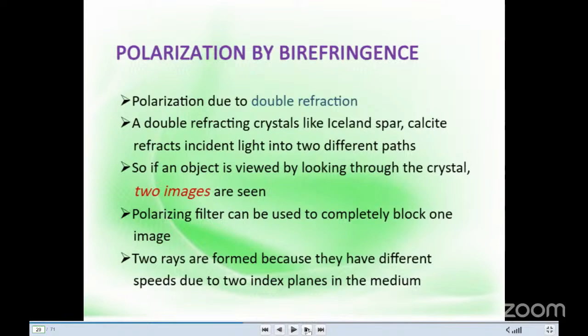So double refraction, birefringence, we will discuss in tomorrow's class.